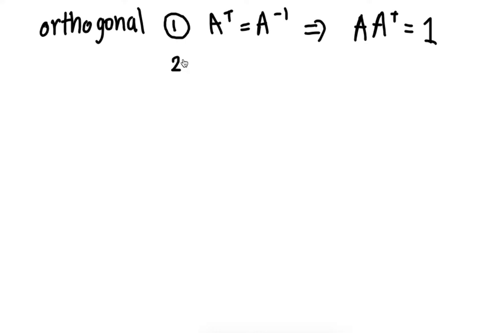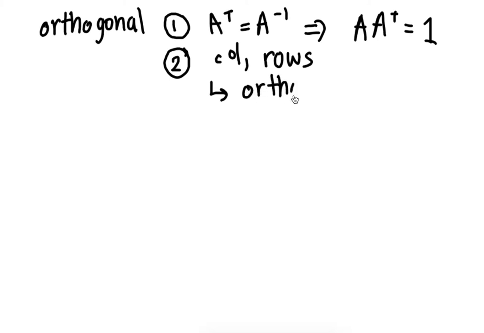Another way of looking at it is taking a look at the columns and the rows of a matrix. These have to form an orthonormal set. An orthonormal set is actually just an orthogonal set composed of unit vectors.